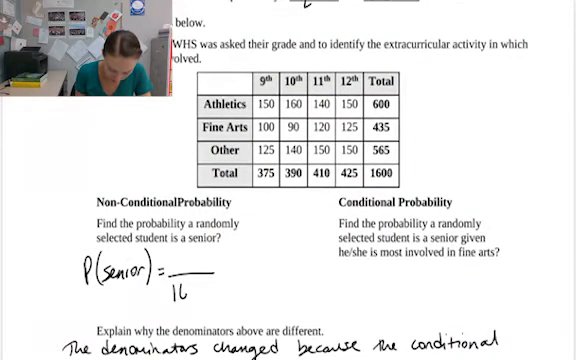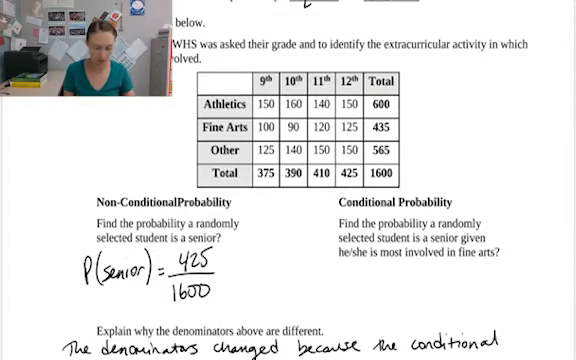So out of all 1,600 students, how many are seniors? Well, the 12th grade seniors, there's 425 of them out of 1,600. Again, in AP Stats, you do not need to reduce the fraction. You don't need to give a decimal or a percentage, unless it specifically says what's the percentage, then it's kind of nice to answer in a percentage.